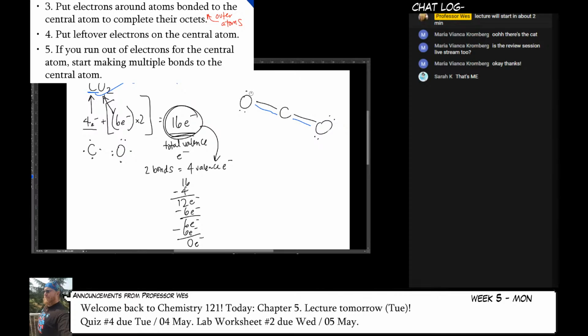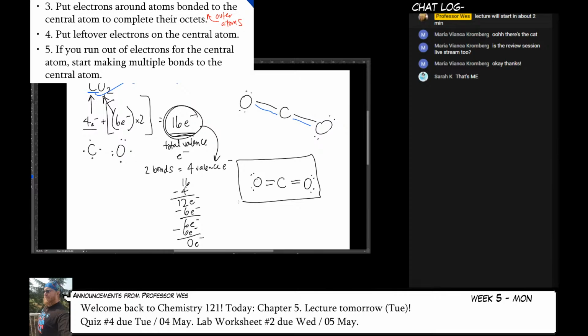Because this oxygen has 1, 2, 3, 4 unpaired, and then 2 bonds right here, which are paired. They count as pairs because they're shared pairs. So that's 8 total. Same thing for this oxygen, 1, 2, 3, 4. Each bond is 2, so that's 8. And then this carbon has 4 pairs of bonded electrons for a total of 8. We can tidy up our structure if we really want to. But that would be the structure for CO2.